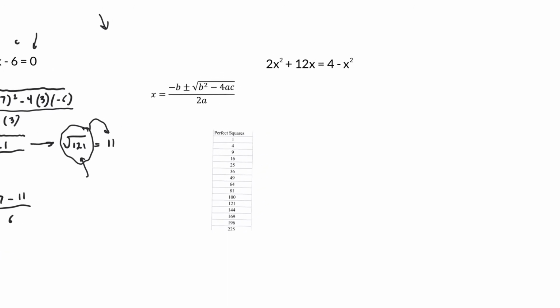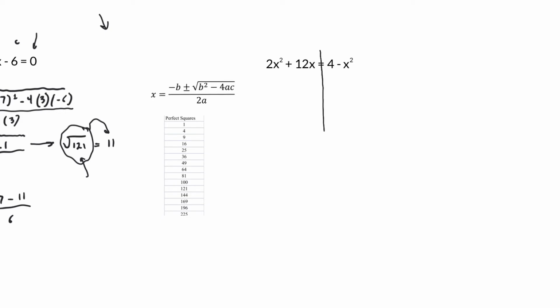Okay, so number 2 ends up looking like this. Now you can see that we've got some issues here. First of all, it's not set equal to 0, so step 1, set it equal to 0. Let's just kind of draw a wall. Most of you guys get the x squared to the left side, so let's make that disappear, put it in the right spot. And then we've got a 4 to get rid of, which is subtract 4 from both sides.